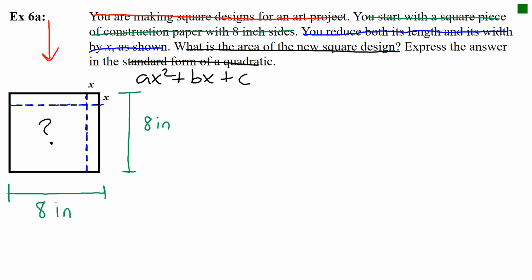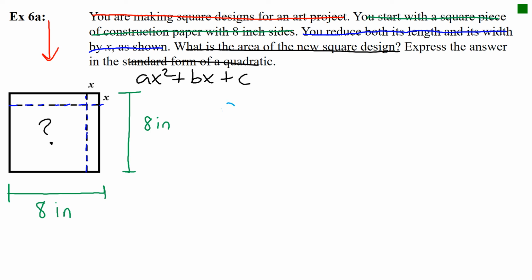Alright? Well, we have a square, which you can calculate the same way you would a rectangle, length times width. So the original length was x, but you reduced it. No, the original length was not x, sorry. Let me cross that out, that was a mistake. The original length is actually 8 inches. So let's start with that.